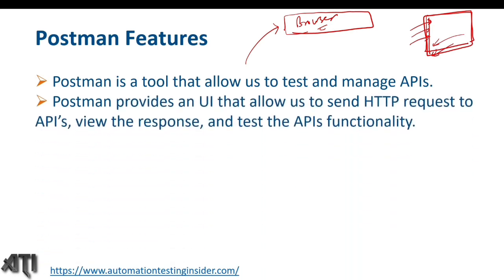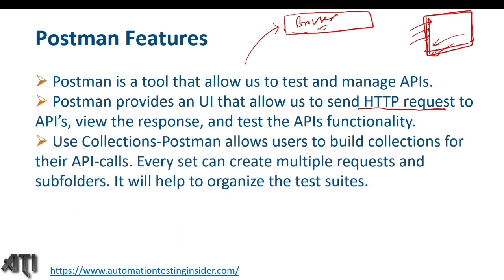And from a developer's point of view, we can create the APIs and we can create the API documentation as well. Another point is that Postman provides a UI that allows us to send HTTP requests. So this is the basic feature which we can do using Postman. We can send multiple different HTTP requests to APIs, view the response and test the APIs' functionality.